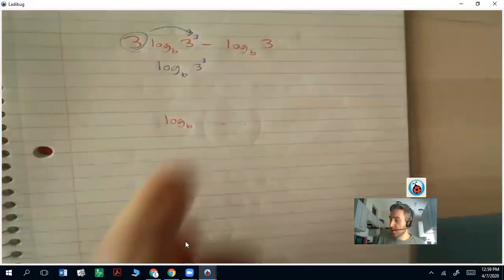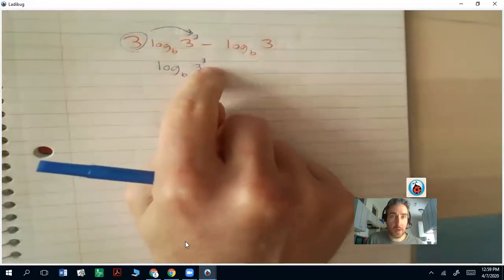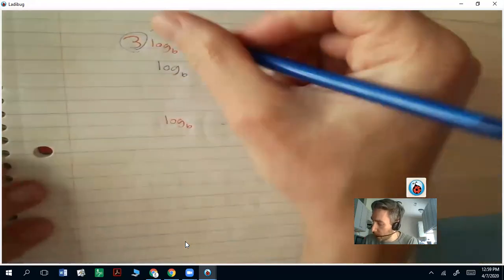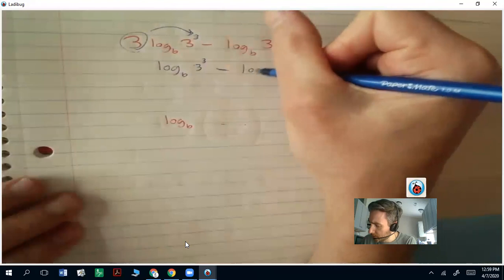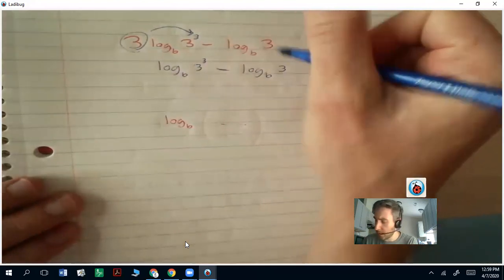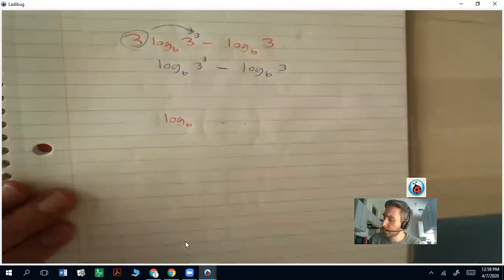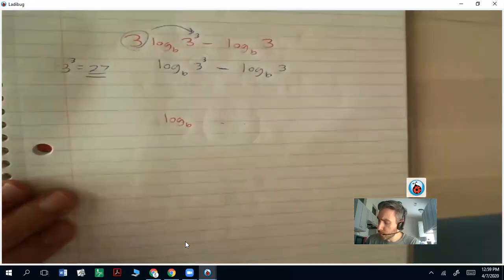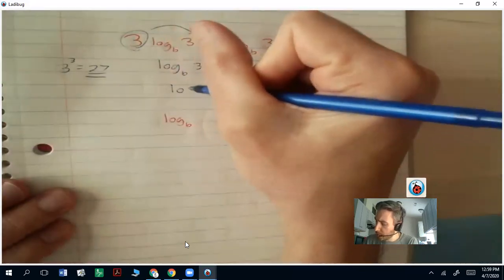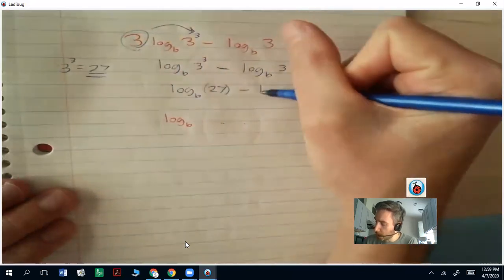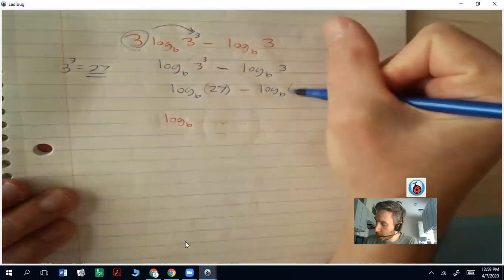But guys, these aren't letters. So 3 to the 3rd power has a number, okay? 3 times 3 times 3. You can use your calculator for that, or just think about what that is. If you think about it long enough, you'll be able to figure out what 3 times 3 times 3 is. That's 27. So this is really log base b of 27 minus log base b of 3.